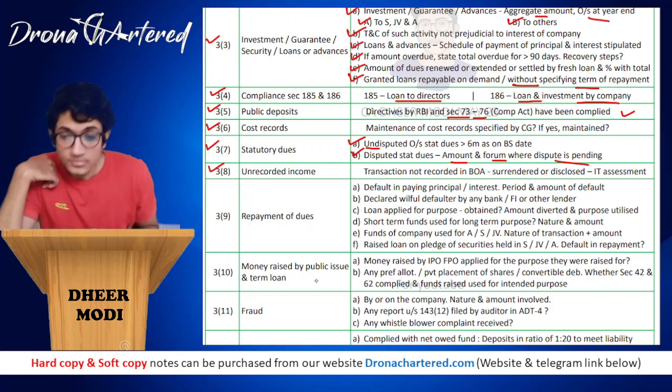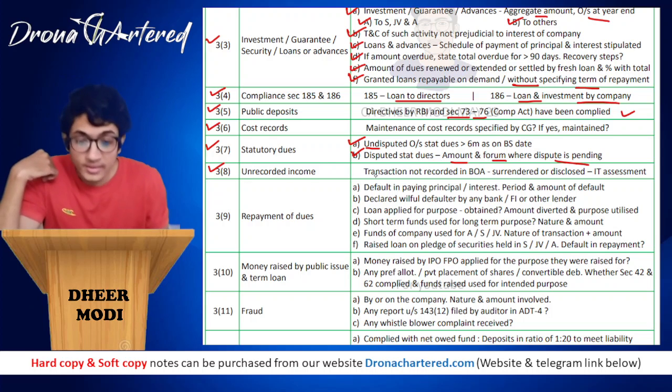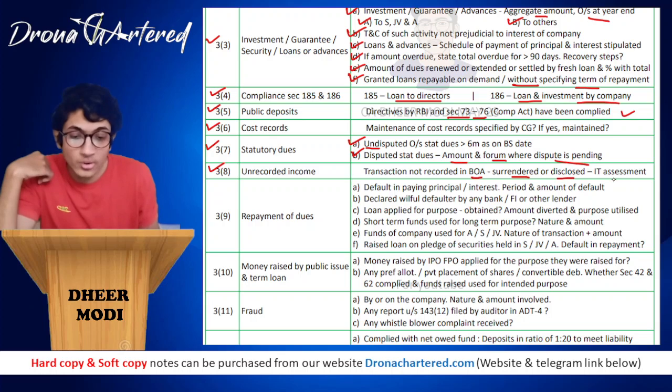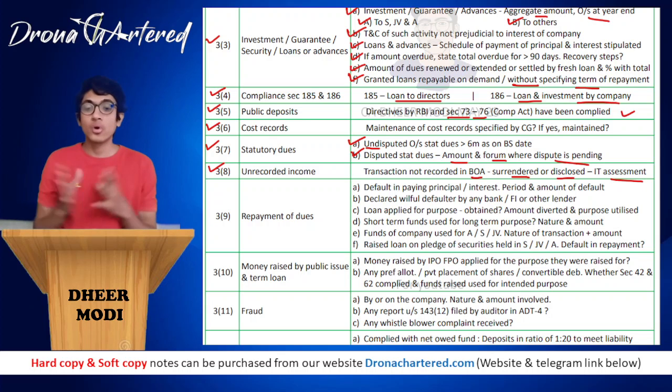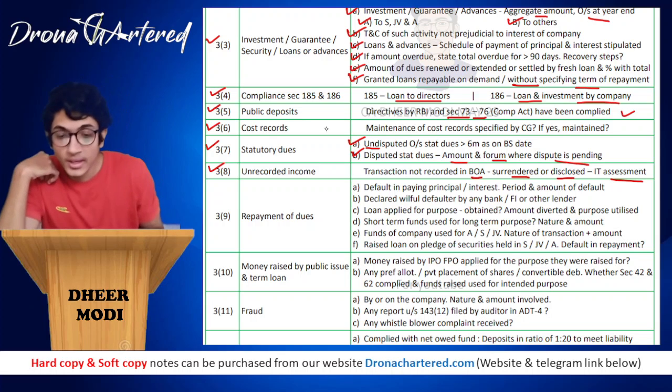Okay. Next is your section 3(8), that is unrecorded income. Now how do you learn this? Unrecorded income. So transactions not recorded in books of accounts, surrendered or disclosed, or whether they are under IT assessment. So all of these can be your unrecorded incomes.